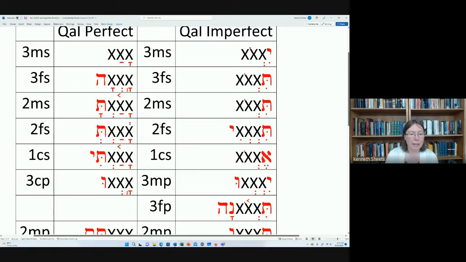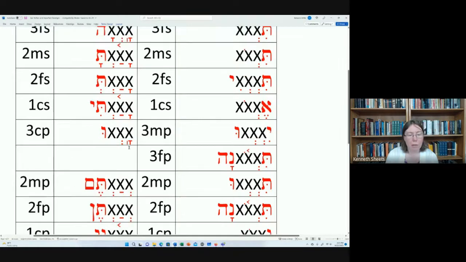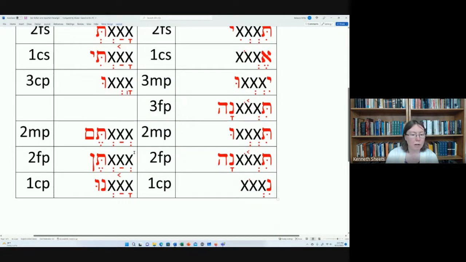Second masculine singular, a, a. Second feminine singular, a, at. First common singular, a, ati. Third common plural, a, u. Second masculine plural, the atem. Second feminine plural, the aten. And first common plural, a, anu.